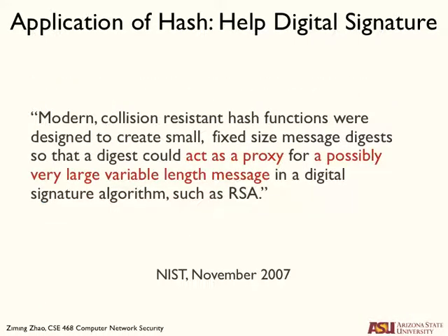So the next application of hash function is that we can use it to help digital signature. In 2007, NIST, in a released document, said that modern collision resistant hash functions were designed to create a small fixed size message so that a digest could act as a proxy for a possibly very large variable length message in a digital signature algorithm, like RSA. So what does that mean?